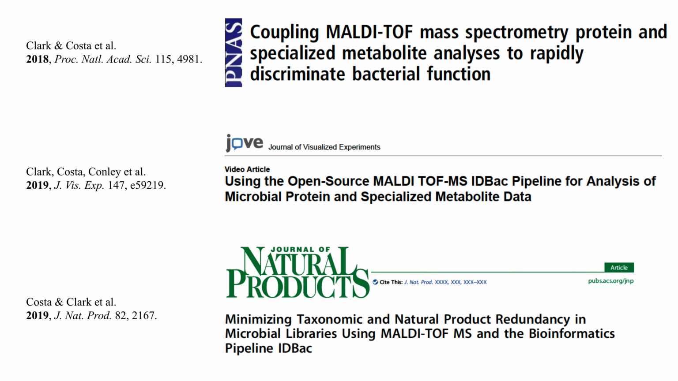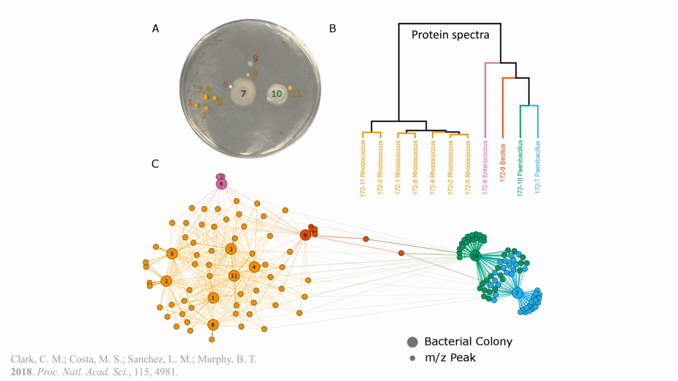I think IDBac can be summed up in three of our publications. The first one, we really were just reporting the abilities and limitations of IDBac. The second publication, because it's freely available, we wanted to give people a really nice tutorial on how to use it. And the third publication is the application of IDBac to drug discovery: how to build a library that has minimal taxonomic and natural product redundancy in it from one large-scale collection trip. And I'll give one or two brief slides on that. But first, how the process works.